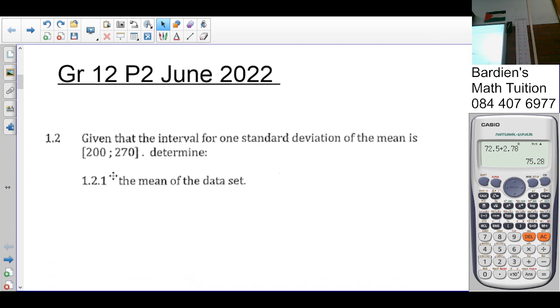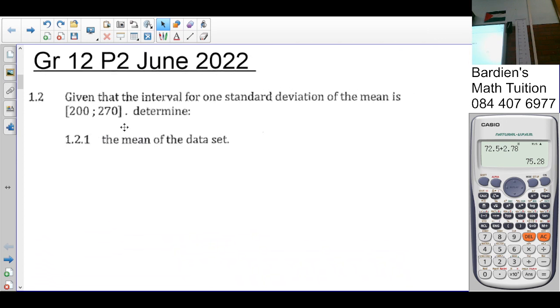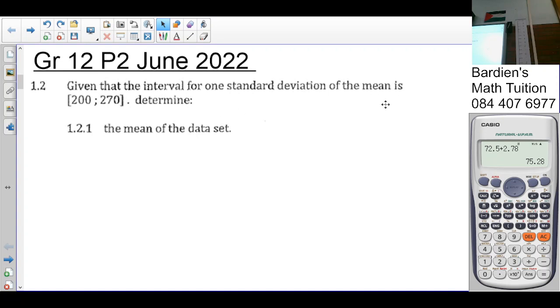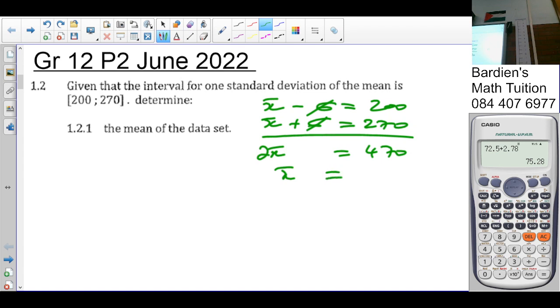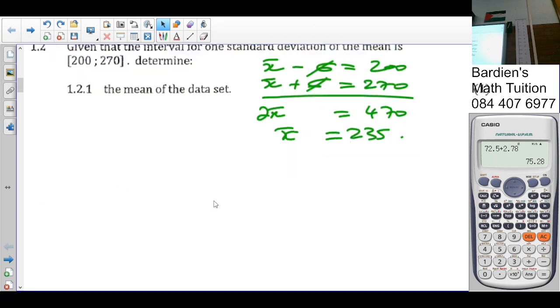Then in question 1.2, you are given that the interval for one standard deviation of the mean is given there. So how did we calculate the interval for the standard deviation? We said your mean minus your standard deviation and your mean plus your standard deviation. So the interval gives us 200 and 270. The question says calculate the mean. So 2 mean, the standard deviations cancel if I do vertical addition, that's 470. So your mean divided by 2 would give us 470 over 2, so it's 235. So the mean is 235 then.